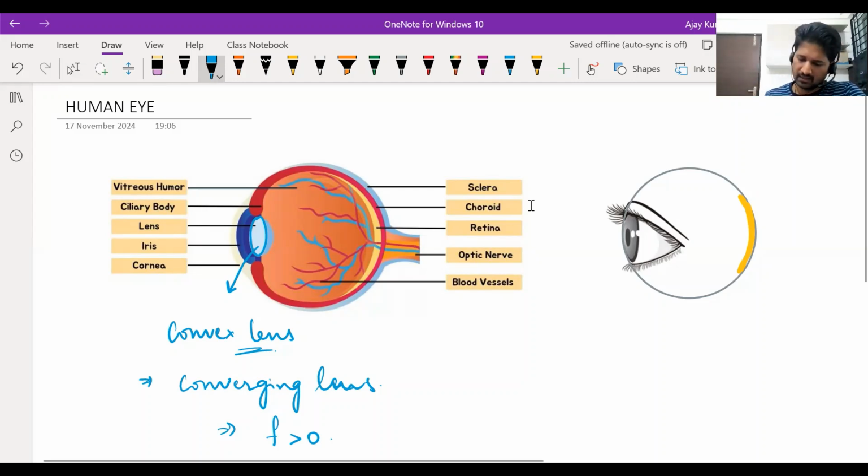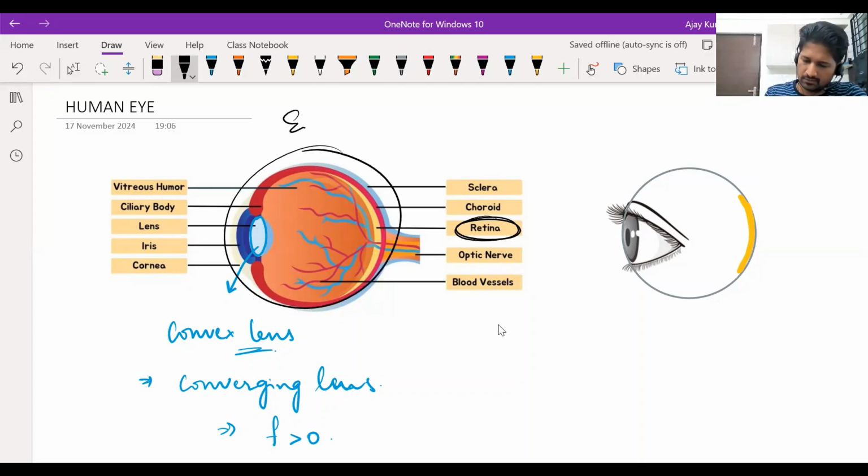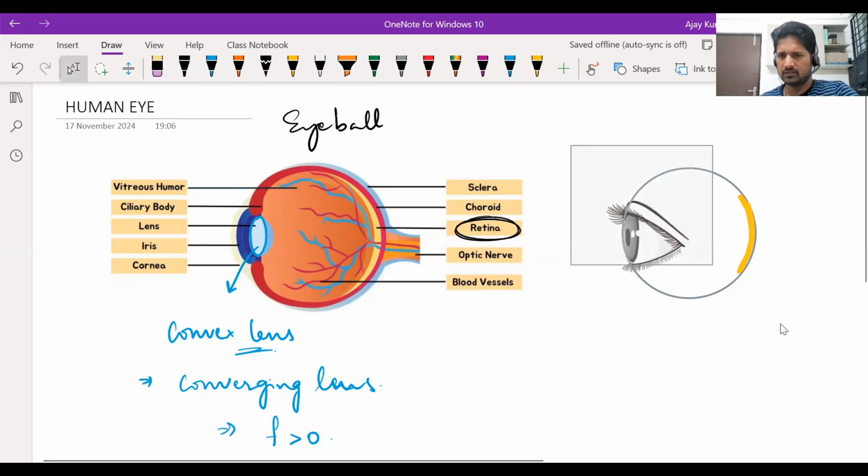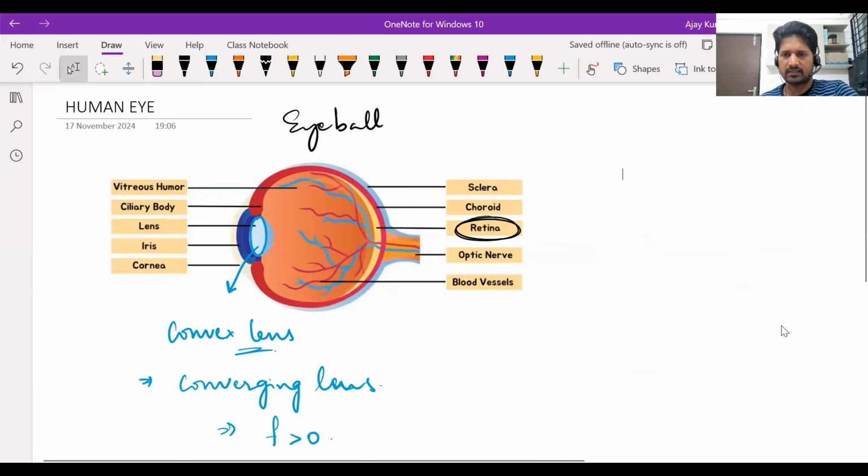Okay, and behind the eye, there is a screen called the retina. Fine. Whatever image forms on the retina can be seen by us. Okay, so light from an object has to pass through the eye lens and its image must form on the retina. The whole thing that you see here is the eyeball. Okay, we can imagine it as a sphere roughly. So let's consider this diagram.